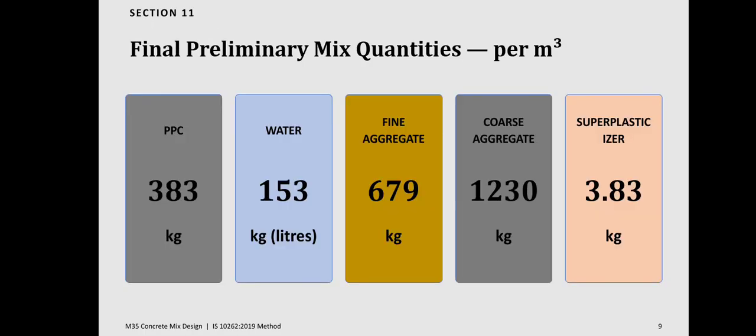So here is our complete preliminary mix per cubic meter: 383 kilograms of Portland pozzolana cement, 153 kilograms of water, 679 kilograms of fine aggregate, 1230 kilograms of coarse aggregate, and 3.83 kilograms of superplasticizer per meter cube of the concrete.